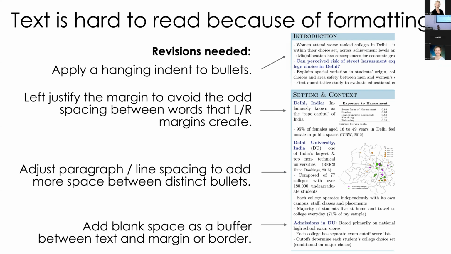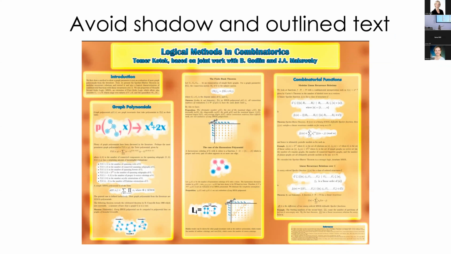And then last, they're right on the margin in this section, right? As you see the A in admissions, it's right up against that blue line. You want to have a little bit more generous margins or white space around your figures and text so that things don't feel quite so crowded. Avoid special treatments like shadow text or outline text. It's really hard to read.